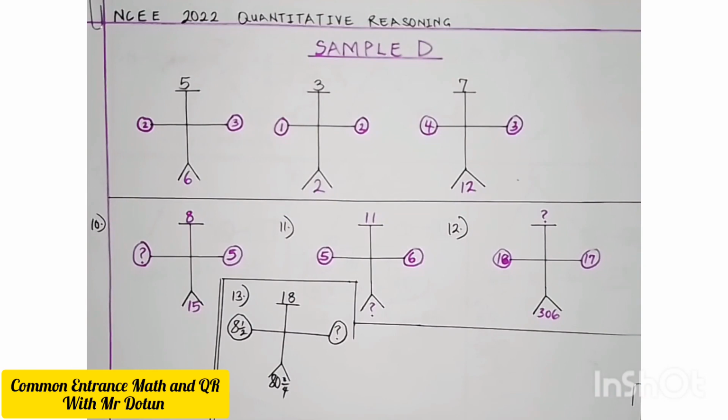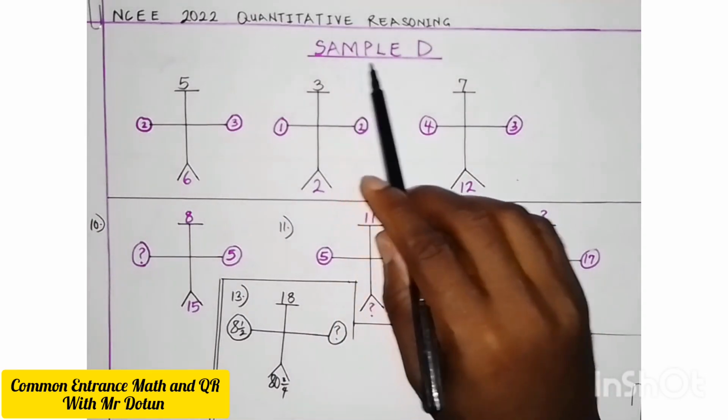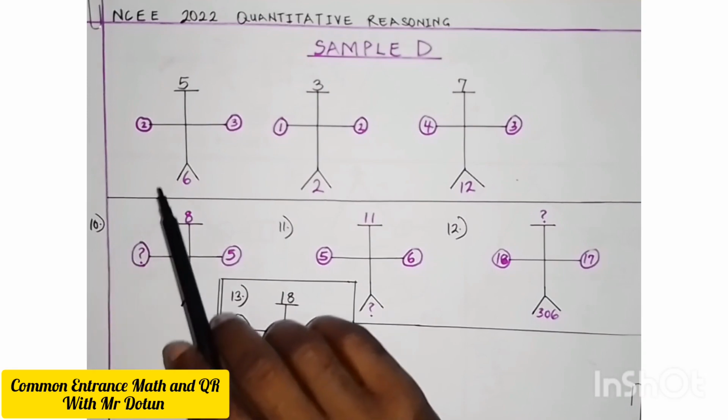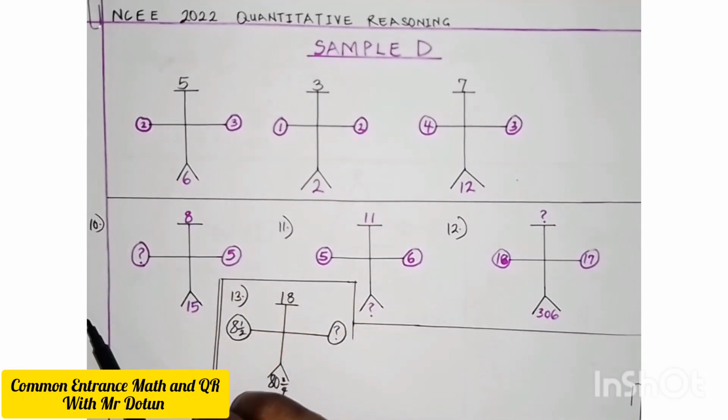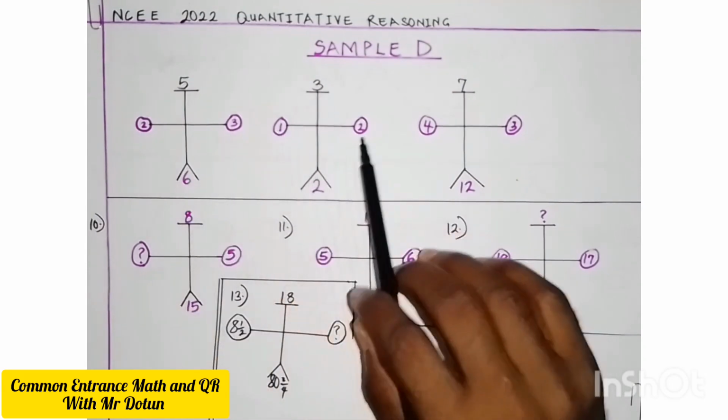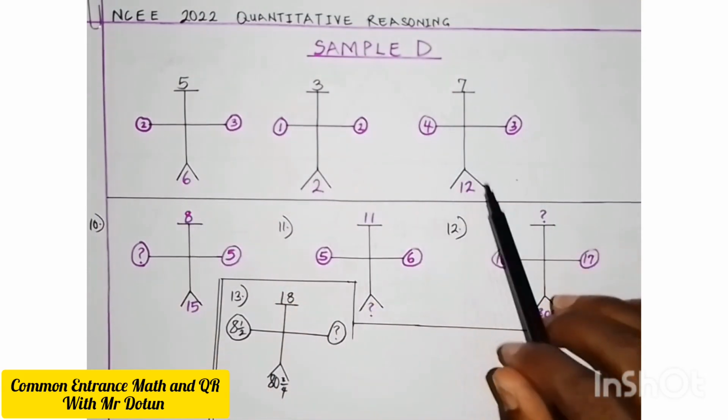Alright, we're still treating the 2022 past question, and this is sample D. Like we had in sample C, in sample D we also have 4 parts. So you have 1, 2, 3, 4, 1, 2, 3, 4, 1, 2, 3, 4.